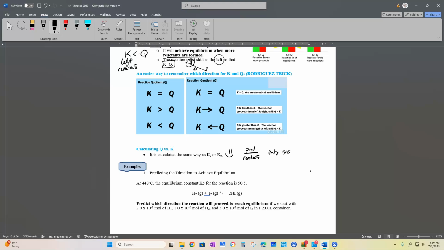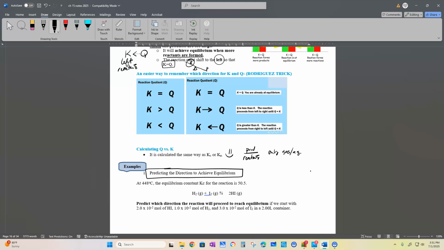Only gases and aqueous. Okay? Why no solids and liquids? Because their concentrations stay constant. Okay? So the point of Q: students don't know when to solve for Q or when you're looking at Q. It's when AP asks you to predict a direction to achieve equilibrium.